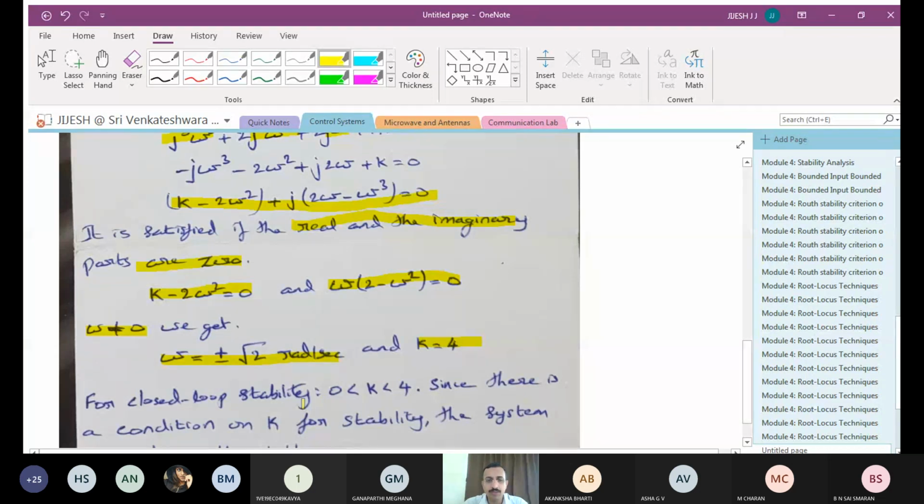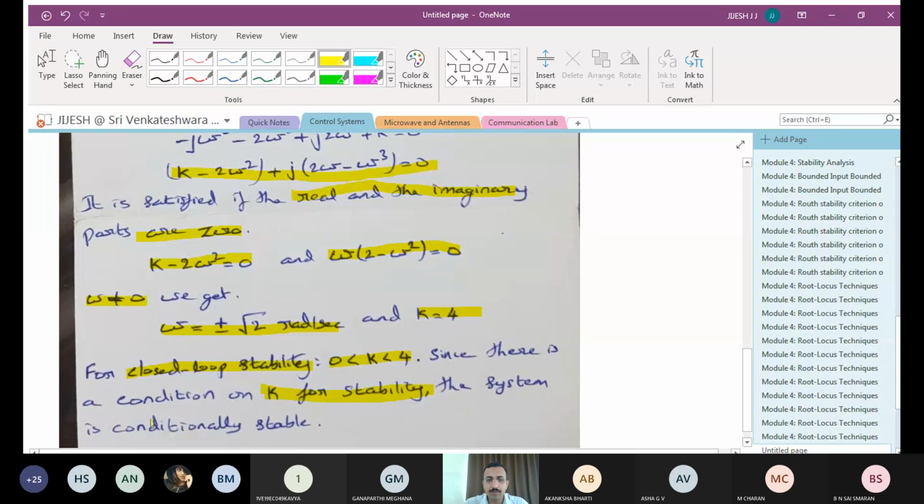So after finding all these things, you can say that the closed loop stability of the system is mainly when the value of k lies between 0 and 4. So this condition you have to write compulsorily. You have to say that the closed loop stability is only when 0 less than k less than 4, and this is the condition on k for stability. So you can say that the system is stable or conditionally stable when the value of k is between 0 and 4. So we have found all the values of k and omega as well as all these values.